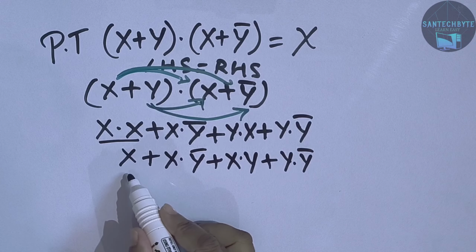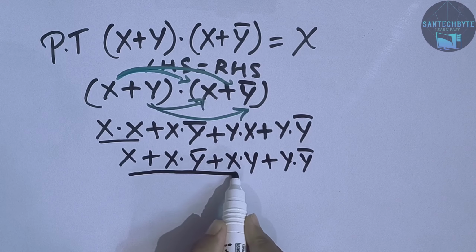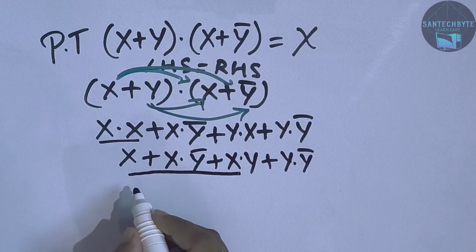Now you can observe there is X common in all these three terms. So take X as common. This gives 1 or Y complement, or Y, or Y and Y complement. This can be written as 1 or Y complement, or Y can be written as X and 1, because 1 or with any other values the result is 1, or write Y and Y complement.